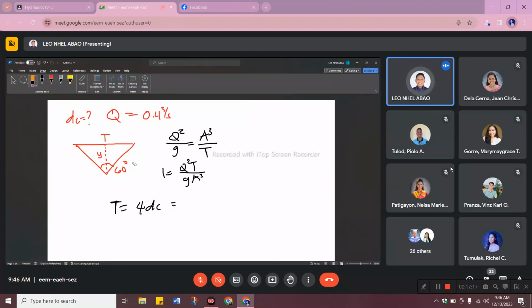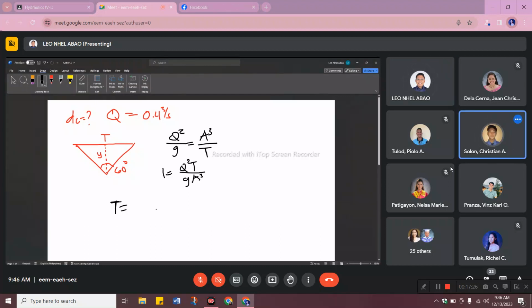So, how do we get t? This is just trigonometry class. So, tangent 30 equals y over t, or 3 over 2 over y. What we want here is t, but we will get t in terms of y. Since there are two sides, we multiply by 2.